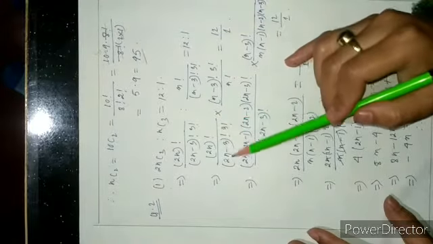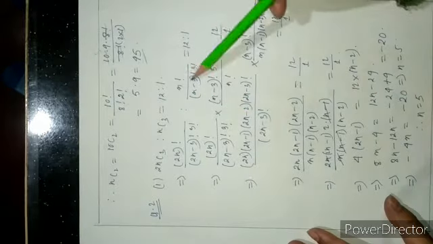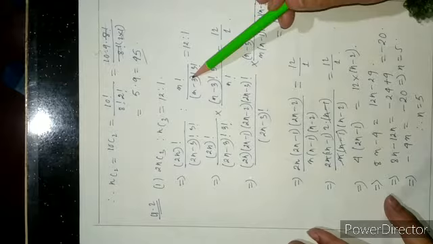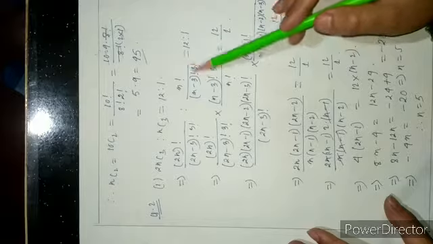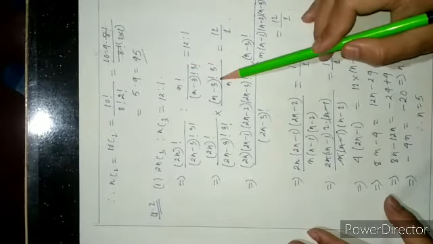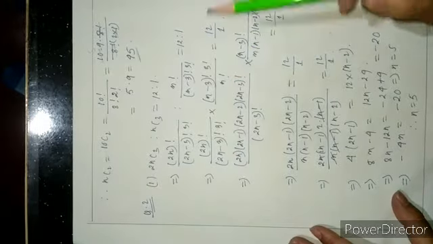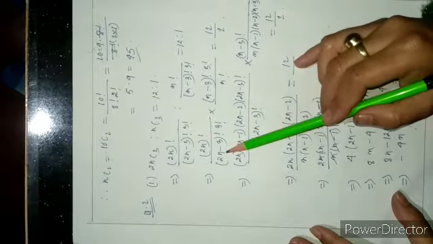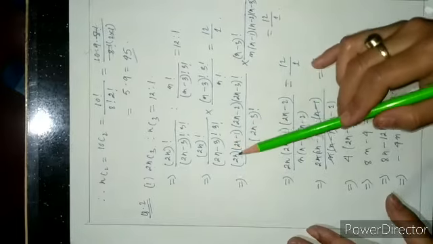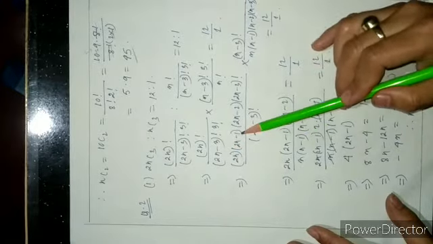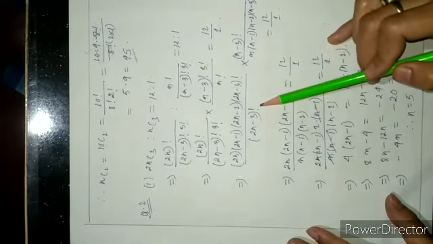Now 2n factorial divided by (2n minus 3) factorial times 3 factorial. Take the reciprocal of this expression: the denominator becomes the numerator and the numerator becomes the denominator. So we change it, and get (n minus 3) factorial divided by n factorial, which is equal to 12 divided by 1. Then reduce n factorial up to n minus 3, and reduce 2n factorial to 2n times (2n minus 1) times (2n minus 2) times (2n minus 3) factorial divided by (2n minus 3) factorial.